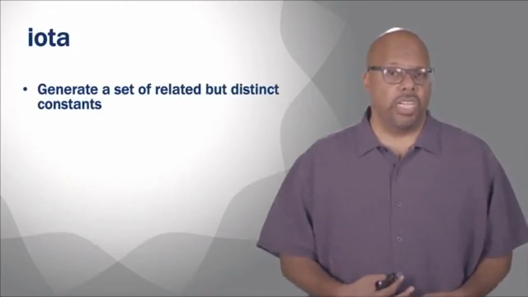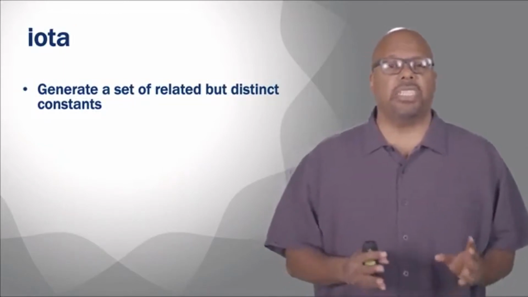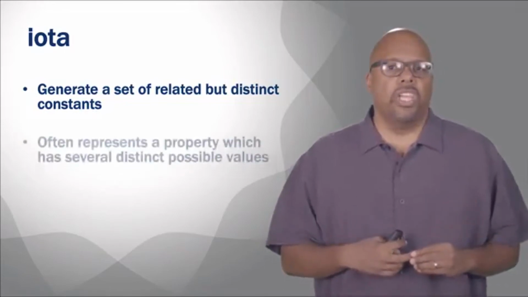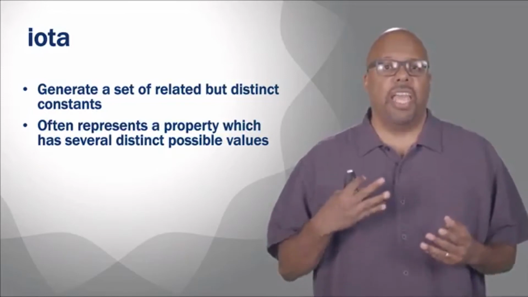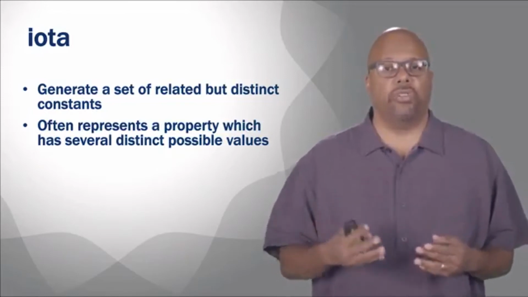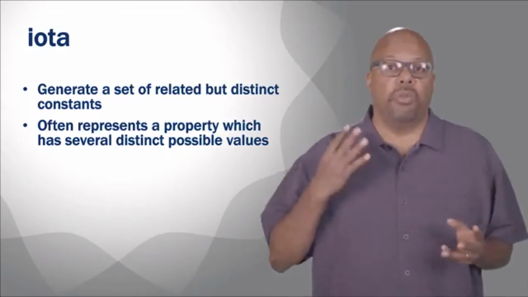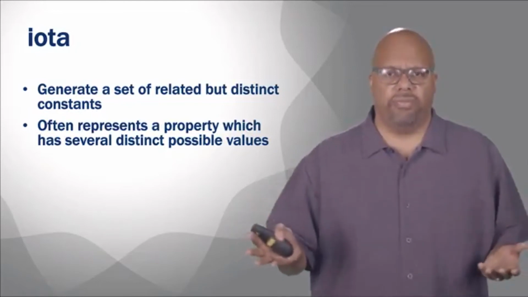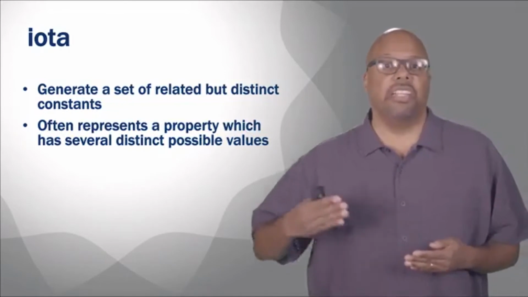Now iota is a function used to generate constants. It's sort of interesting. It generates a set of related but distinct constants. So when do you use this? You use this when you have to represent some property that has several different distinct possible values. This is also known as one hot. If you have a variable and you know it's going to be one hot coded, this variable can have one of 5 values, let's say, and you want each one of these 5 values to be a distinct constant.